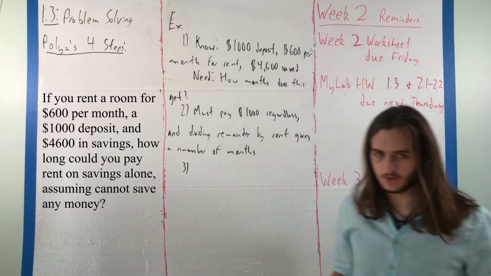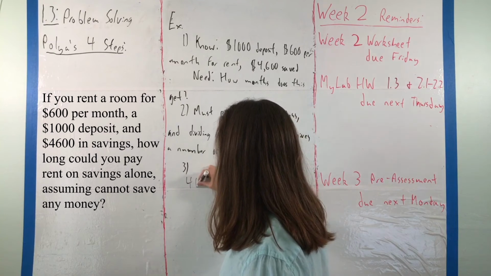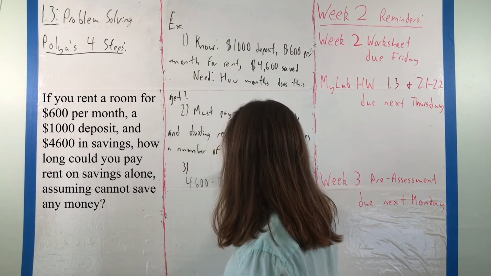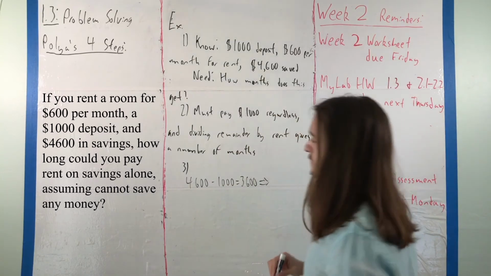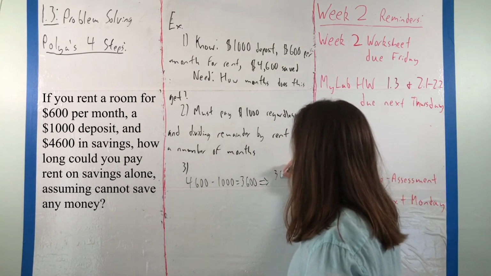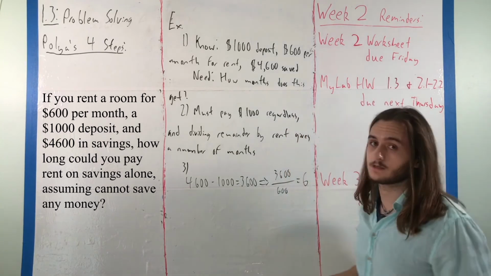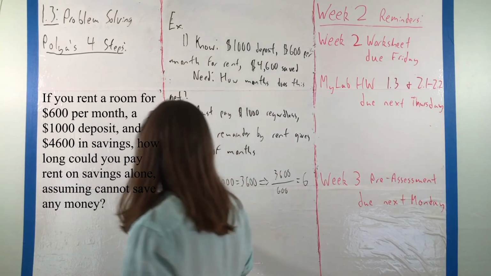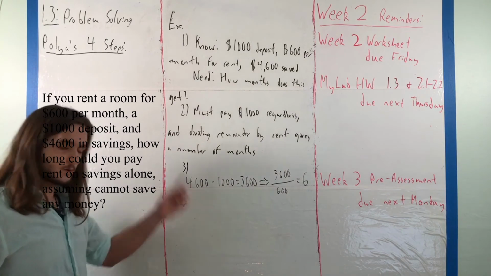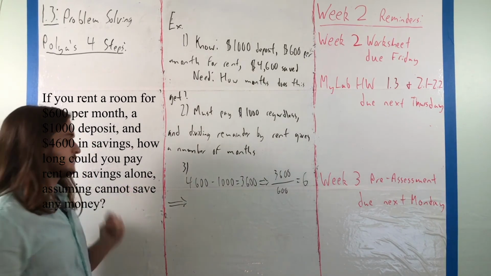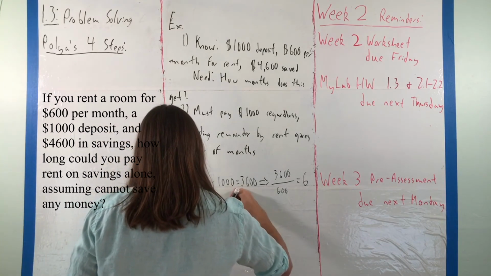Step 3, actually do some math. So here what we would get is 4,600 minus 1,000 equals 3,600. From there, we divide 3,600 by 600 to get 6. So what this tells us is that if we go through with the plan to get this room, our savings will last a total of 6 months.